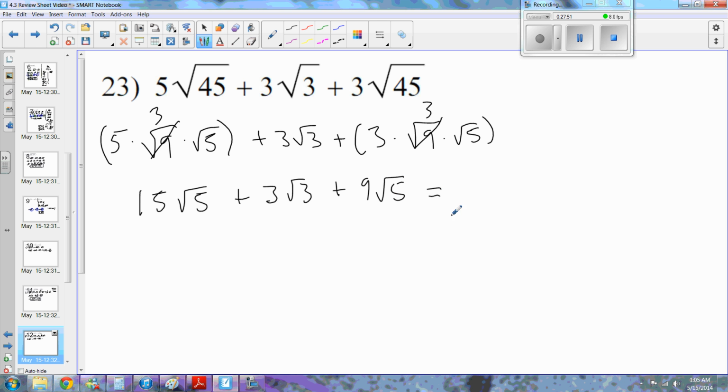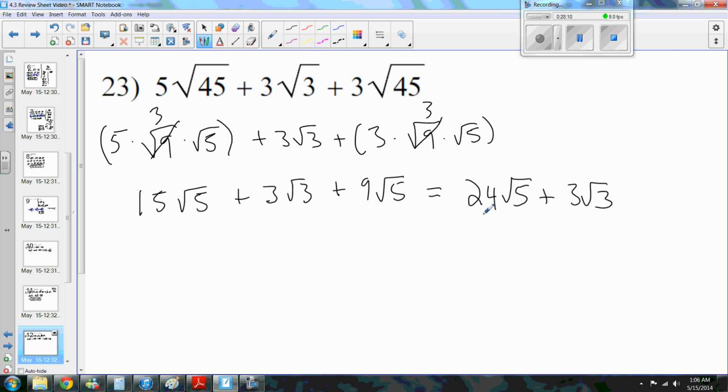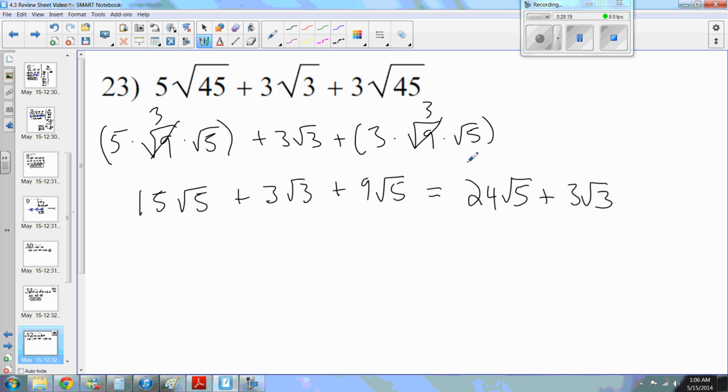So my result here, because I know that only 15 root 5 and 9 root 5 can be added, 3 root 3 cannot. So my final result is 24 root 5 plus 3 root 3. 15 plus 9 is 24, keeping the root 5 here. So when I'm adding these radicals, I'm keeping the radicand and just adding the coefficients. 3 root 3 cannot be added, so that is left as two terms, 24 root 5 plus 3 root 3.